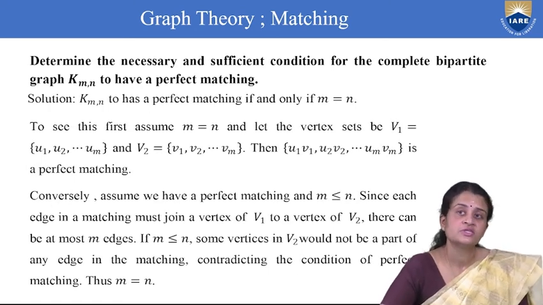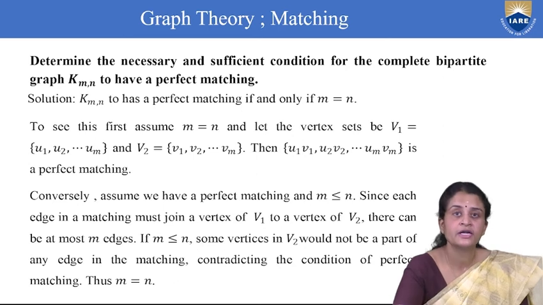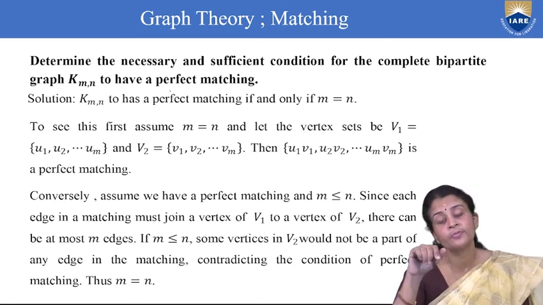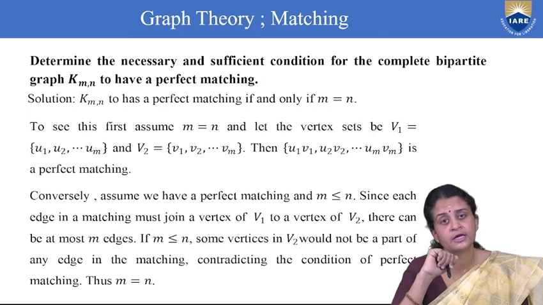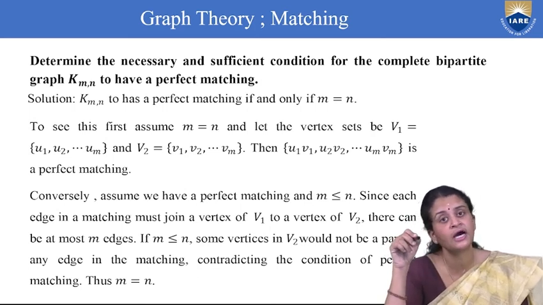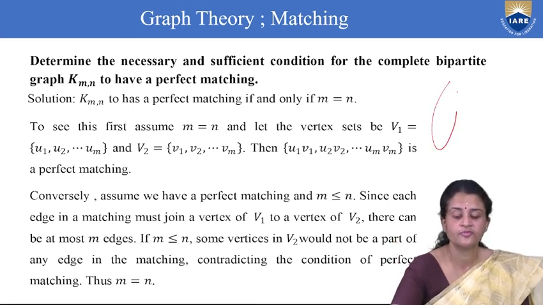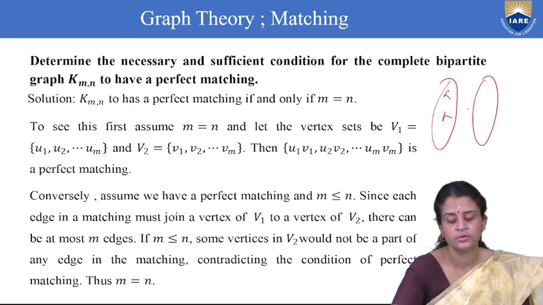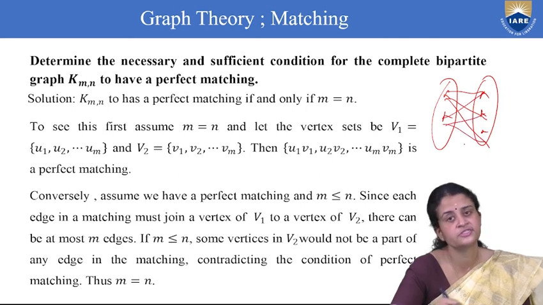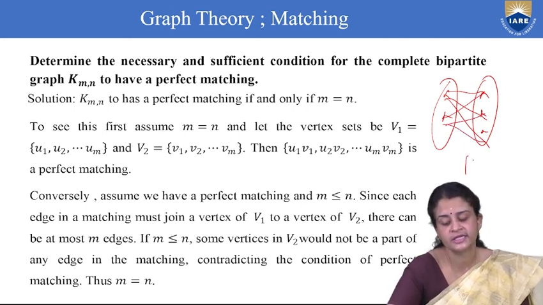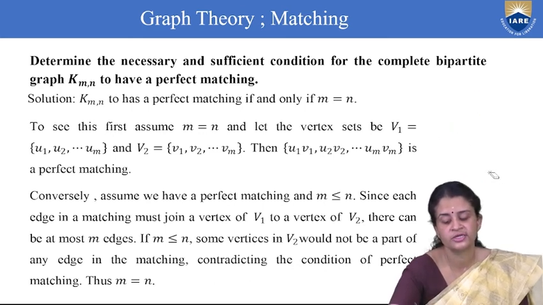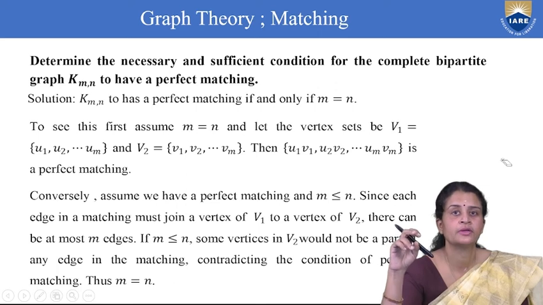But determine the necessary and sufficient condition for a complete bipartite graph Kmn to have a perfect matching. What is a complete bipartite graph? Every vertex in one partite set is adjacent to every vertex in the other partite set. That is, if here we have 2 vertices and here we have 3 vertices, these 2 vertices should be adjacent to all the 3 vertices in the other set. Then we say it is K2,3, and in the same way, when 2 and 3 are extended, we get Kmn.